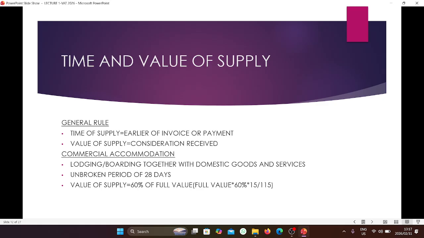So out of the consideration you received for a commercial accommodation, you will only include 60% of that consideration. Then you'll calculate the VAT on that 60%. So it's the full value that you received, multiplied by 60%, multiplied by 15 over 115. And it should be lodging or boarding together with domestic goods and services. Very important, this is not a residential accommodation. If it's a residential accommodation, then it's a zero rated supply, meaning that the VAT there would be 0%.